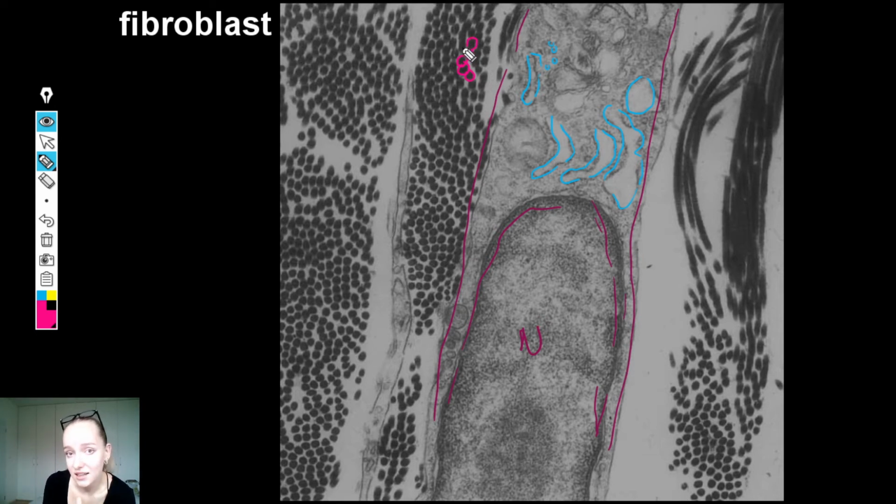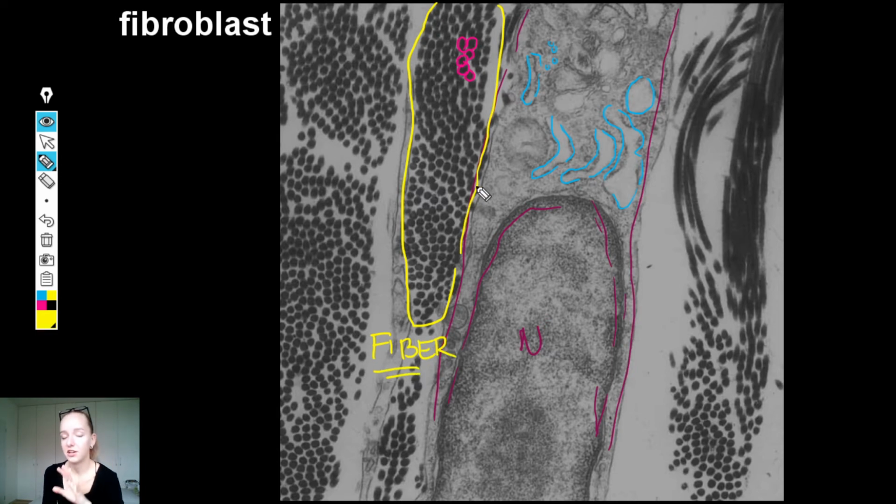What we can see in electron microscope, we can see fibrils right here, and together these fibrils, which are pink here in my picture, create a fiber. This is a whole collagen fiber, and this fiber right here can be seen in light microscopy. And this is very important to differentiate fibrils in electron microscopy and fibers in light microscopy. So don't mix these terms, please. It's important.